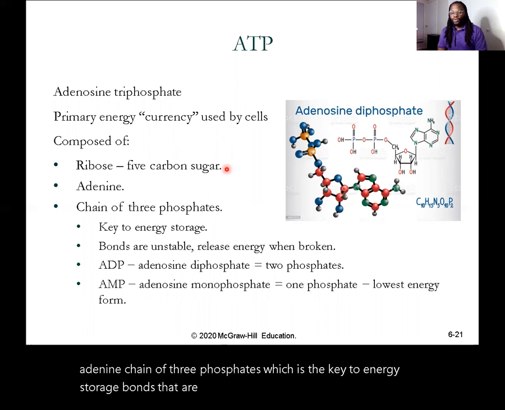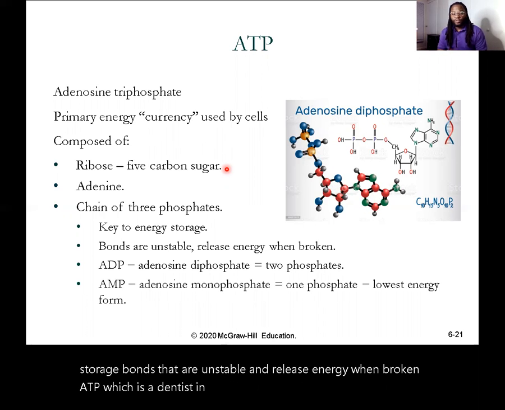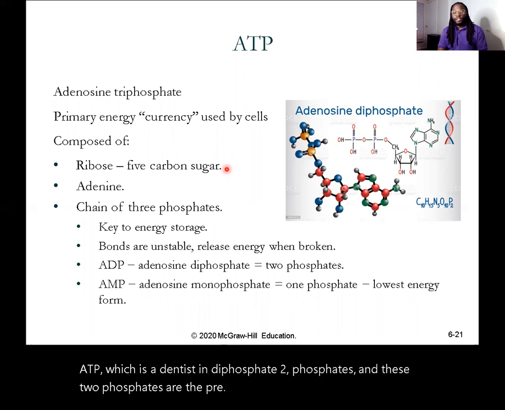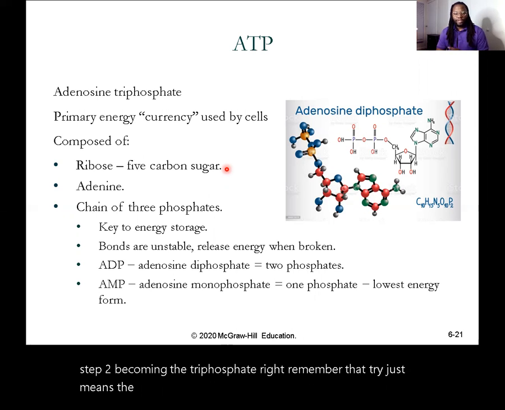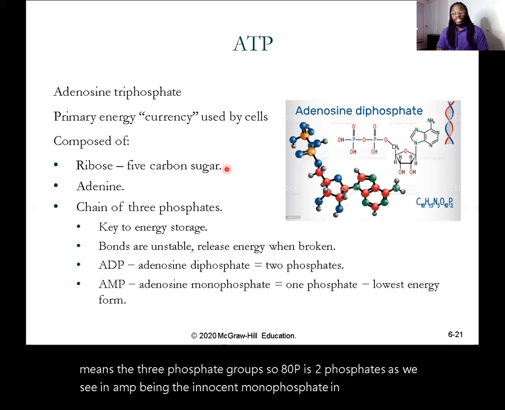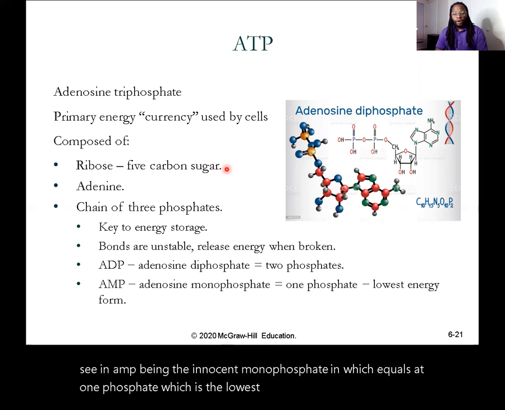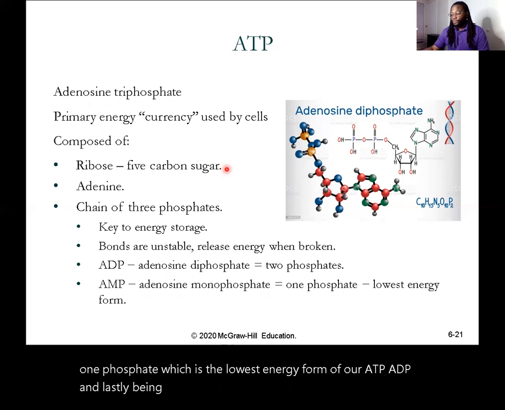unstable and release energy when broken. ADP is adenosine diphosphate, 2 phosphates. And these 2 phosphates are the pre-step to becoming the triphosphate, right? Remember that tri just means the 3 phosphate groups. So ADP is 2 phosphates, as we see in AMP, adenosine monophosphate, which has 1 phosphate, which is the lowest energy form of our ATP, ADP, and lastly our AMP.